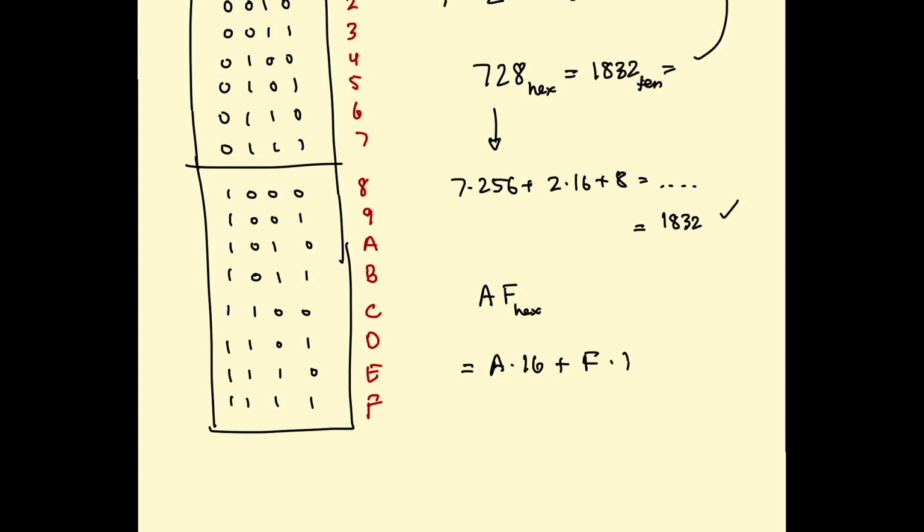Well, what's A? 10. And what's F? 15. So this is 10 times 16, which is 160, plus 15 is... I can't do arithmetic this early. 160, 175? There we go. So even if it's a letter, it doesn't matter. Just use its corresponding value for the conversion, right?